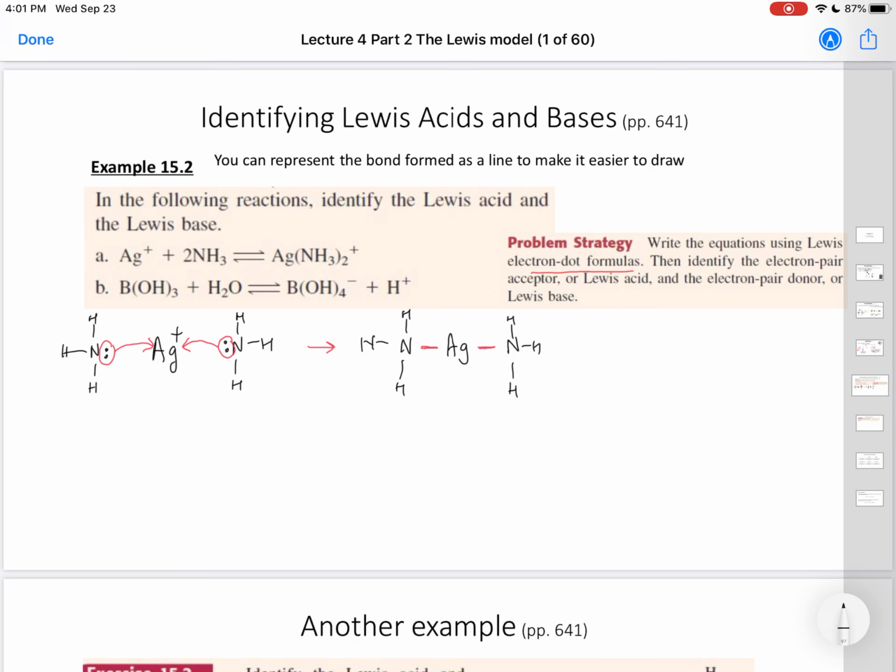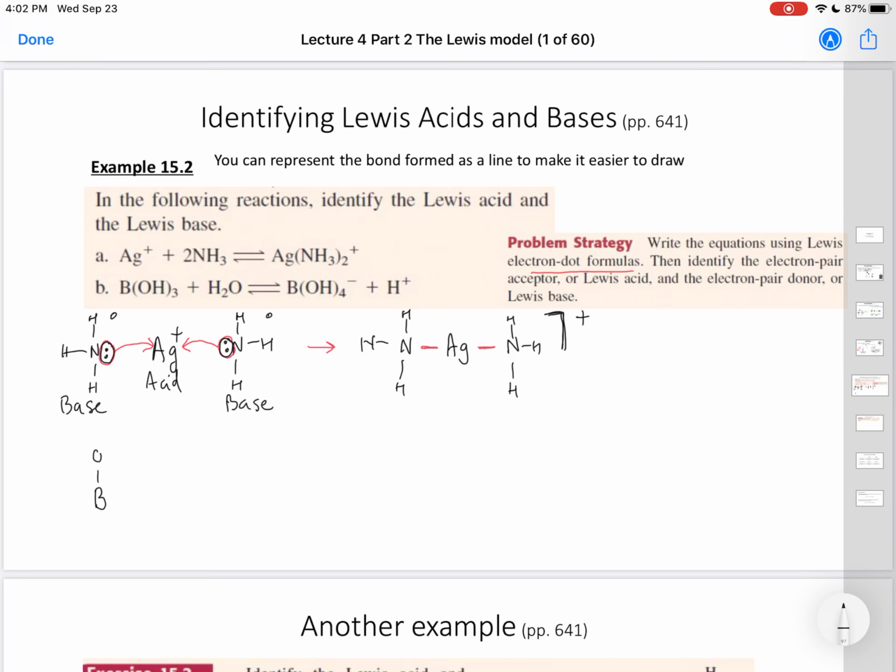If you're looking at what we've drawn here, who is donating electrons are these 2 NH3s, right? They're donating electrons, so we're going to call these the base. And the Ag, or the silver plus, is accepting electrons, so it is the Lewis acid. And last but not least, remember to keep track of the overall charge. You've got a neutral NH3, a neutral NH3, and a positive silver, so you should have a positive species there. Okay, let's do another example.